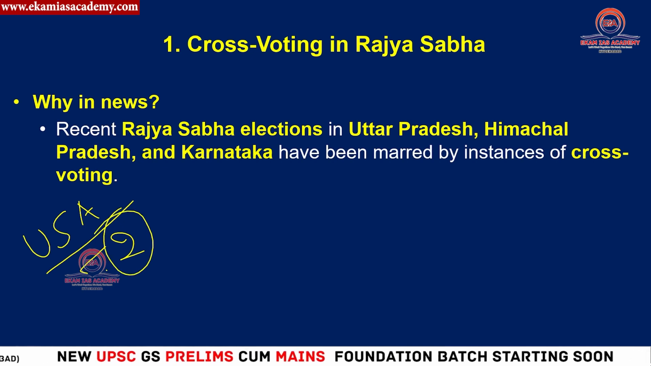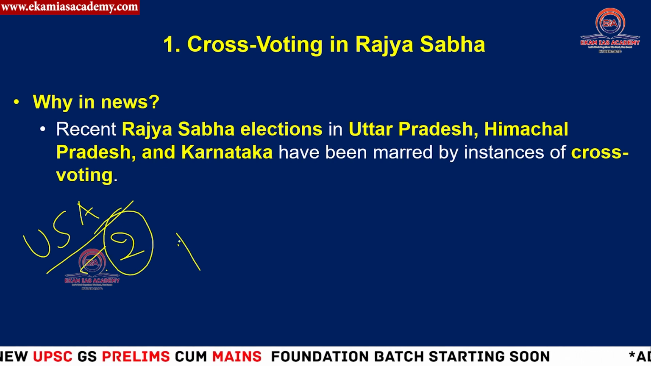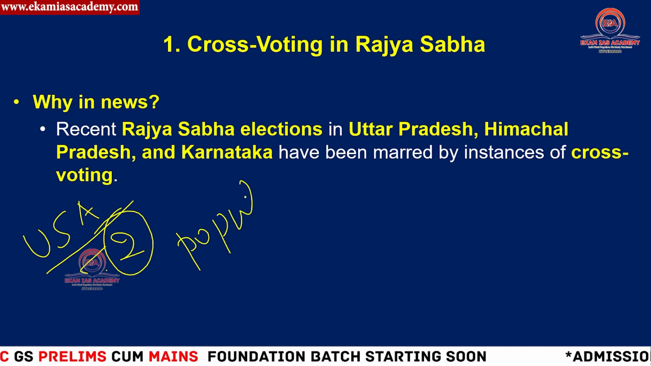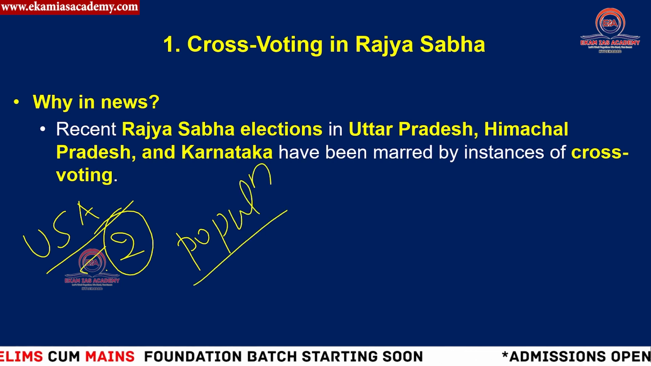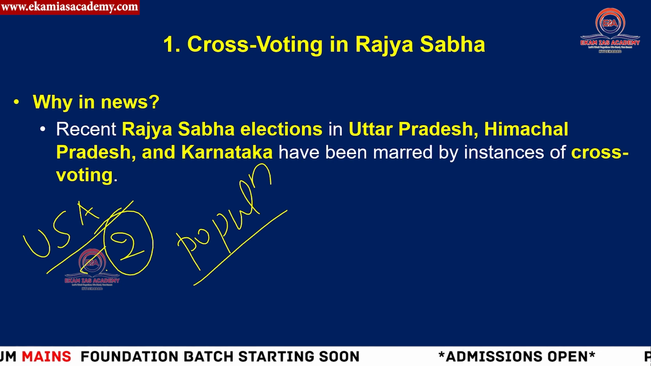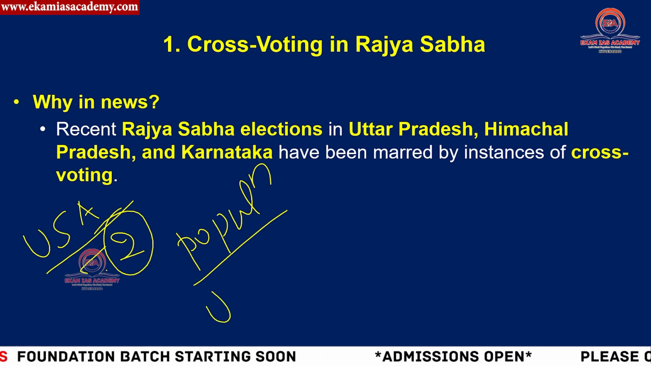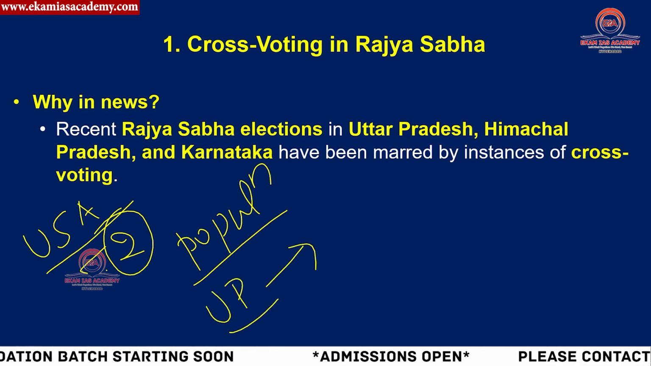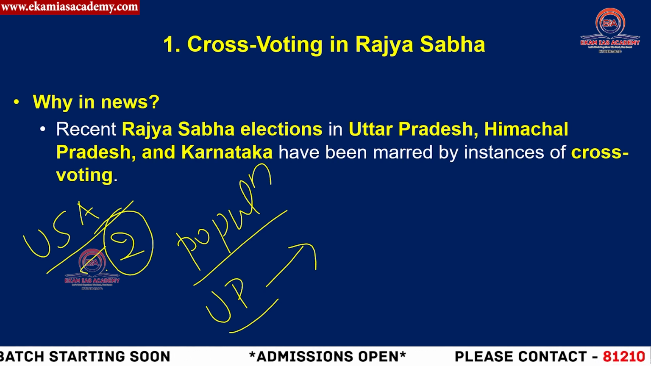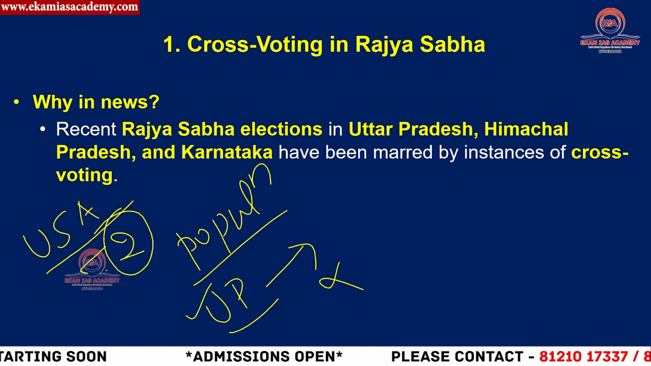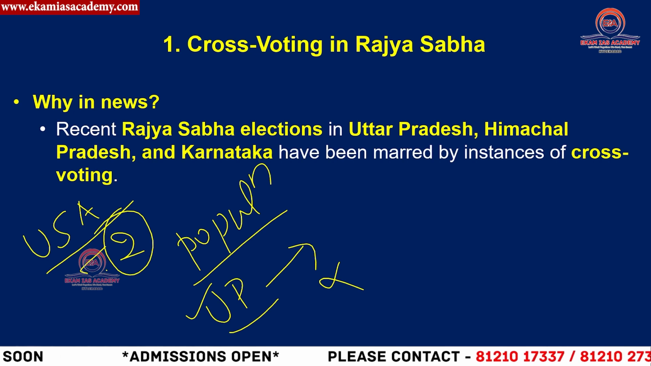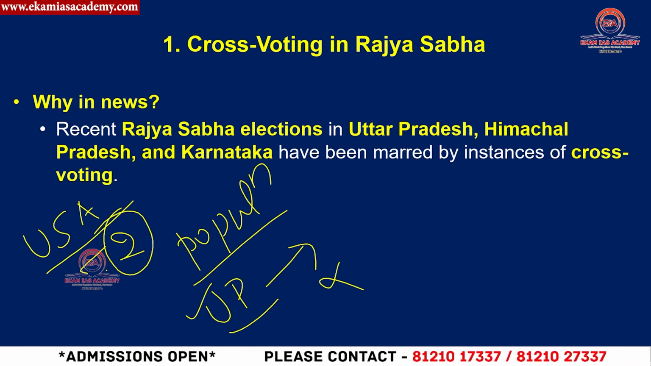But in case of India, it is not the case. Here in India, we decide the number of seats in Rajya Sabha based on the population of that state. Population is the main parameter. That means the most populated state like UP will have more number of seats, and the least populated state will have fewer seats. And do remember, there is no concept of reservation in Rajya Sabha.